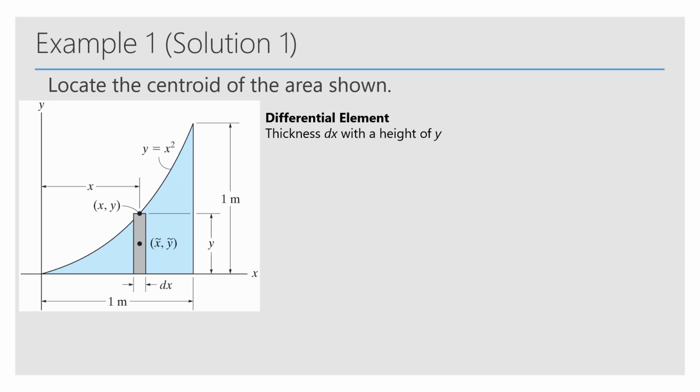Here we have the differential element with a thickness of dx and a height of y. We see that we're using a vertical rectangular element here. The area we're using here is dA equals y times dx, which makes sense, right? This rectangle has a height of y, then it has a width of dx, so the area for this would be y times dx, right?